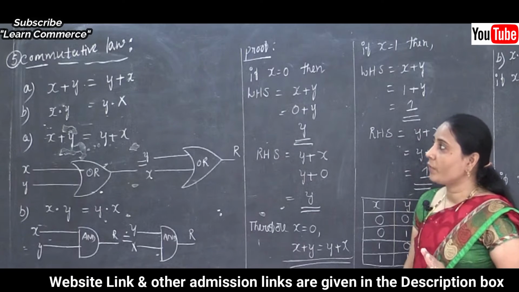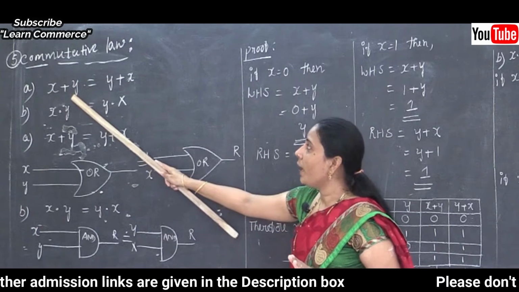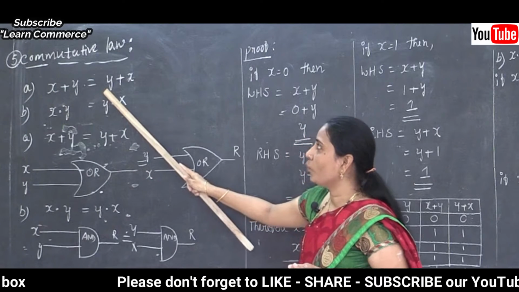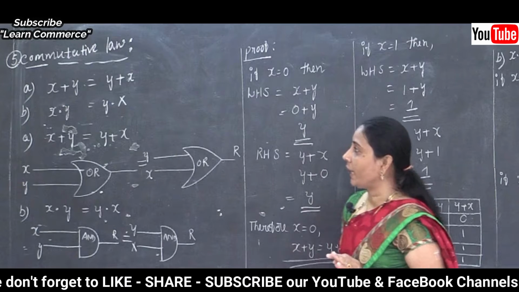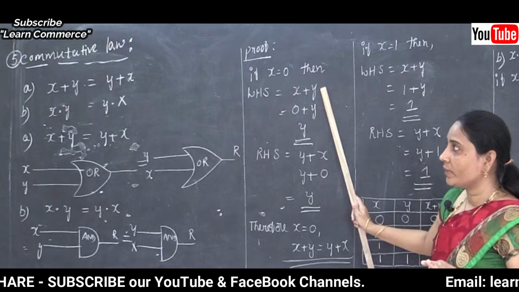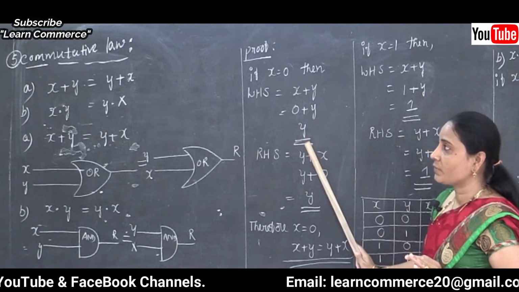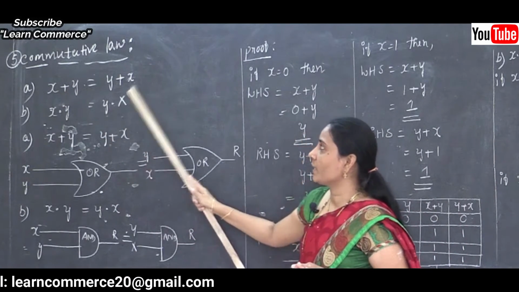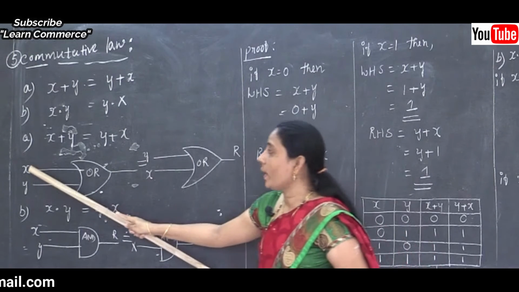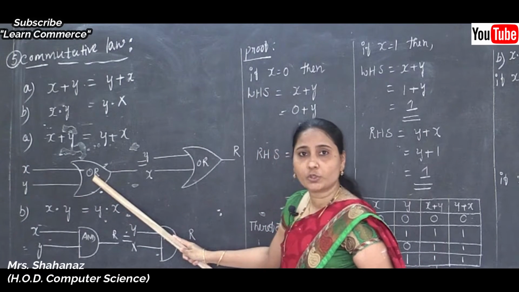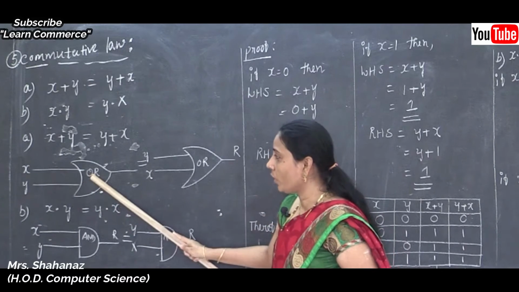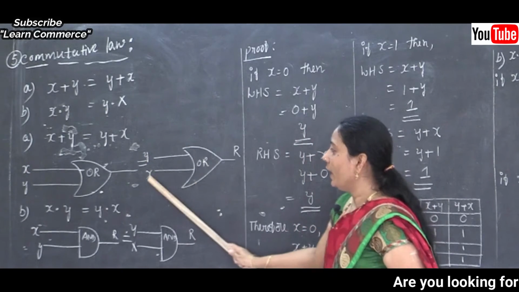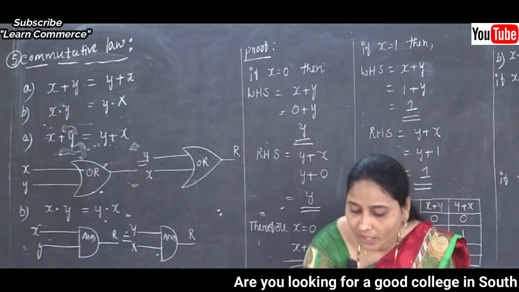Now let's prove the first law, x plus y is equal to y plus x, by taking the value of x equal to 0 and x equal to 1. The plus sign is equal to the OR operator, so x or y is equal to y or x, the result. Is this point clear?